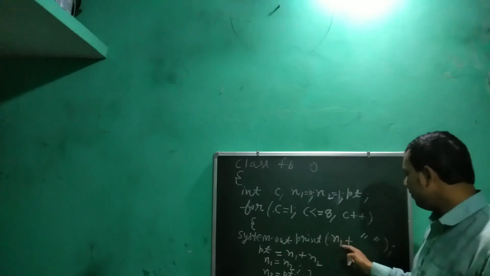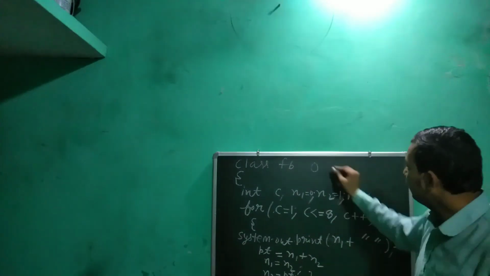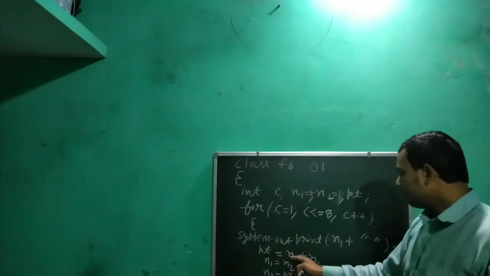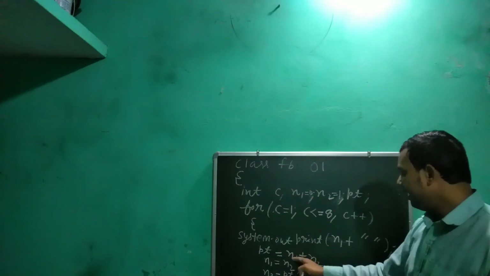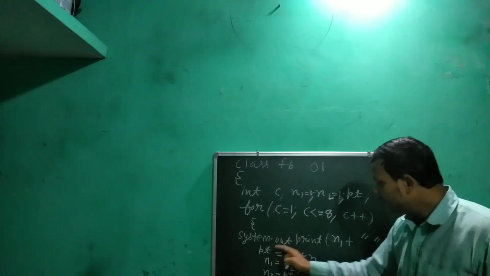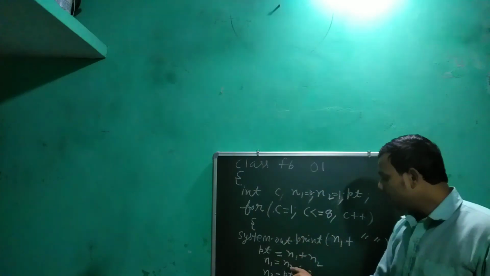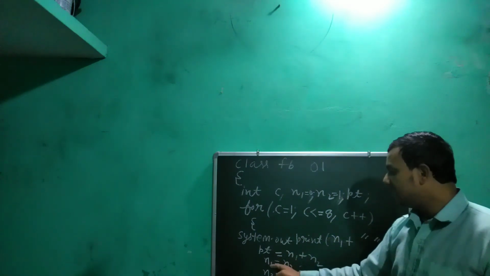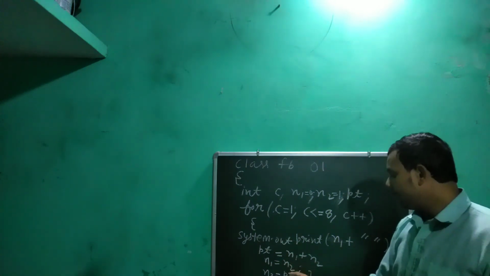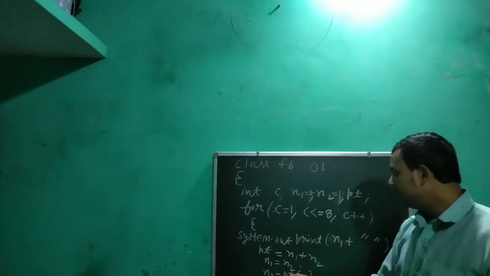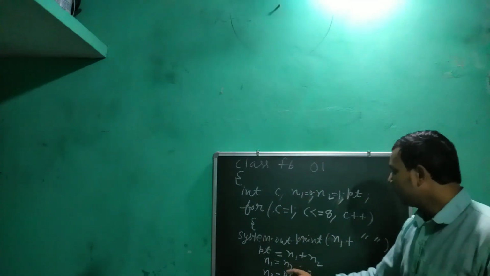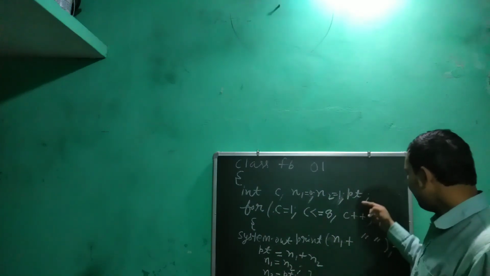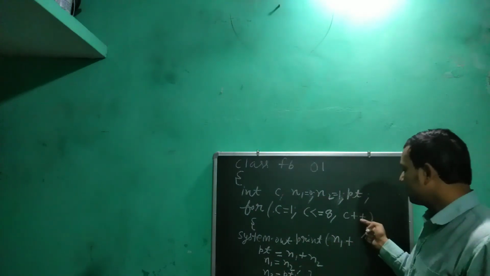Come to the next. What is the value of N1? 1. Printed, space given. Now N1 plus N2: 1 plus 1, 2. N2 is also 1, so it will be stored in N1 as 1. And N2 will be 2, so 2 will be stored in N2. Then C++ becomes 3.